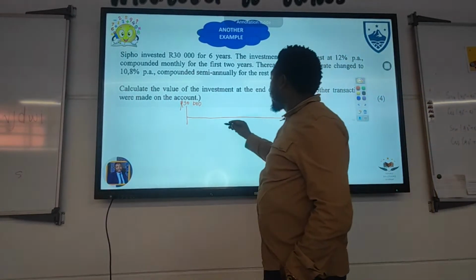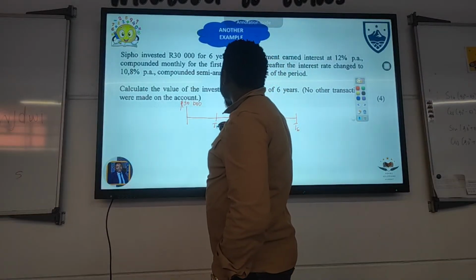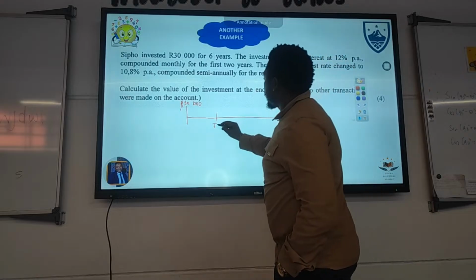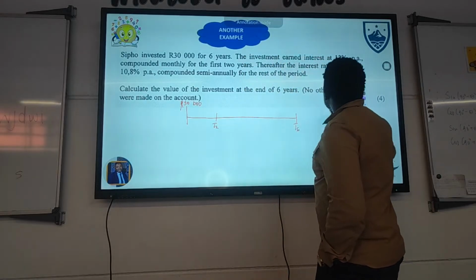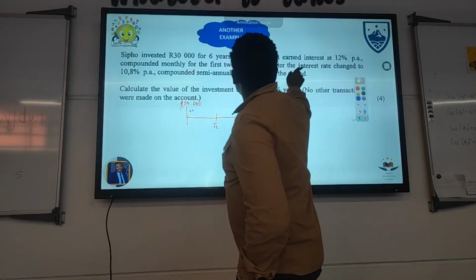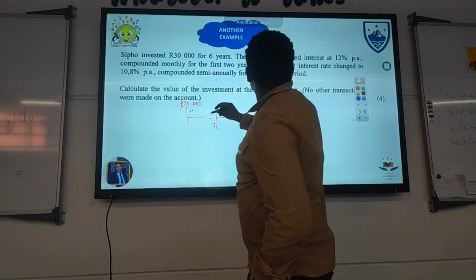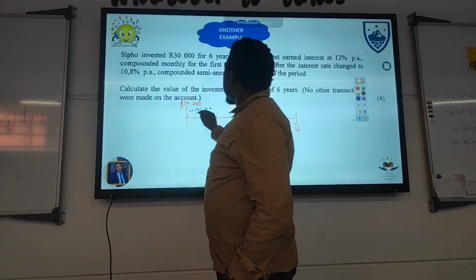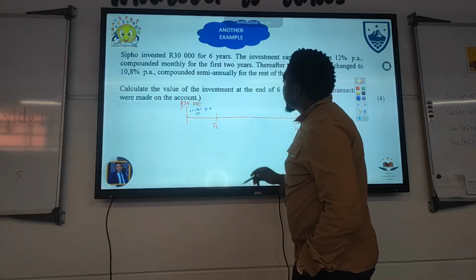So for the first 2 years, the interest rate that it gained, let me just use, this is 2 years. Use a different color so we can see the interest. The interest rate this side. For the first 2 years, the interest rate was actually 12% per annum. But it was compounded monthly.